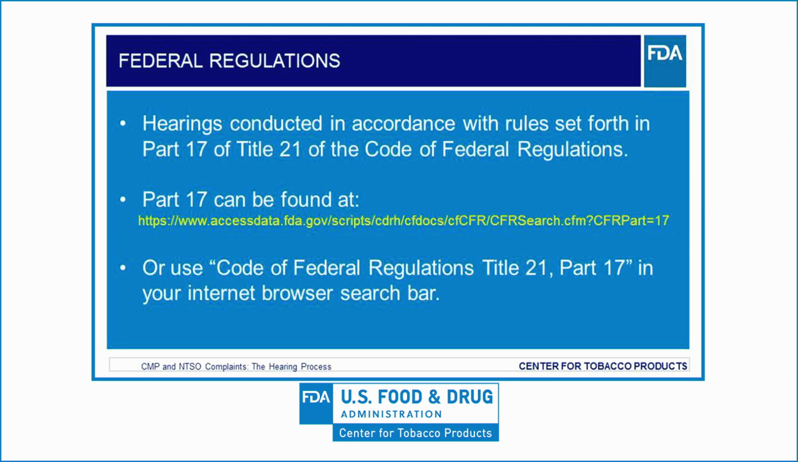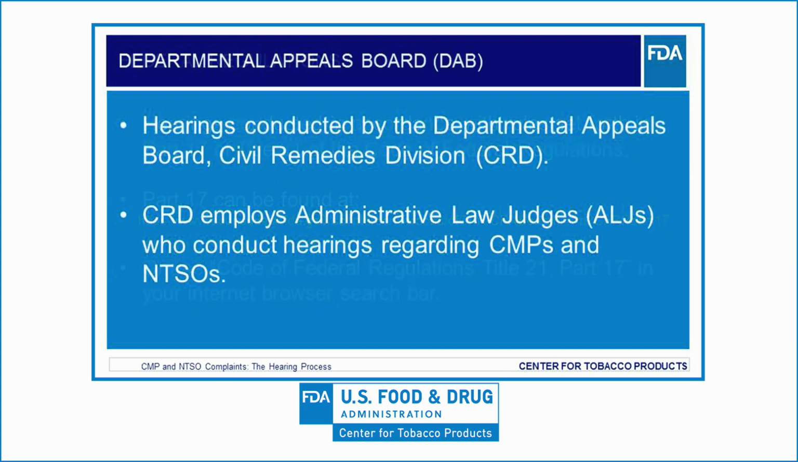Hearings are conducted in accordance with rules set forth in Part 17 of Title 21 of the Code of Federal Regulations. The regulations can be found at the website address listed on the slide. Or using your internet browser, you may use the search terms Code of Federal Regulations, Title 21, Part 17, to find the regulations that set out the procedures for CMP and NTSO hearings.